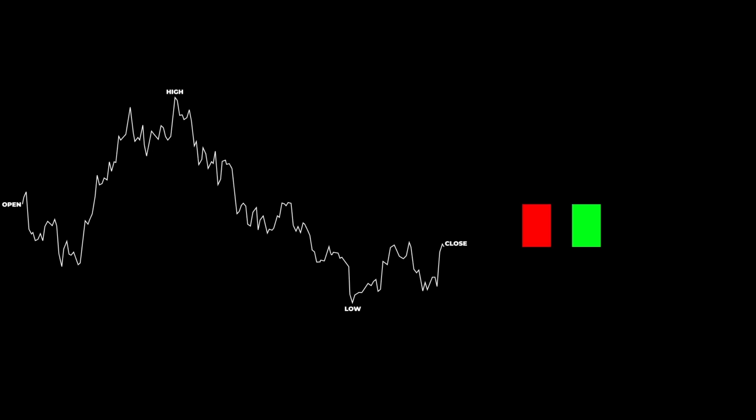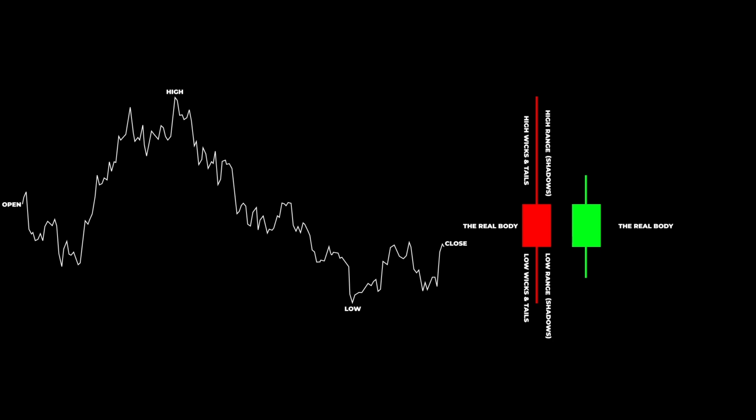The red or the green portion of the candlestick is called the body, also called the real body. The long thin lines above and below the body represent the high and the low range and are called shadows, or in other documents they call them wicks and tails. The high is marked by the top of the upper shadow and the low by the bottom of the lower shadow.